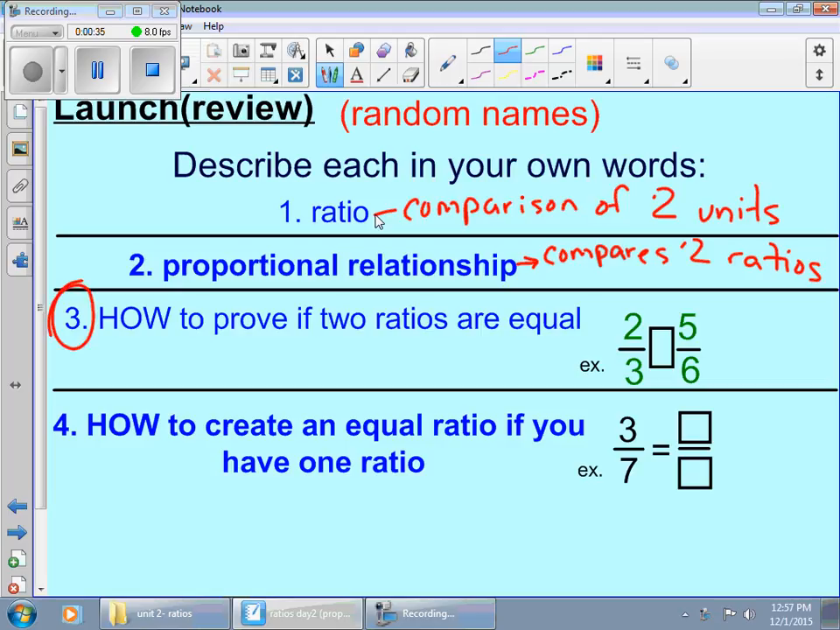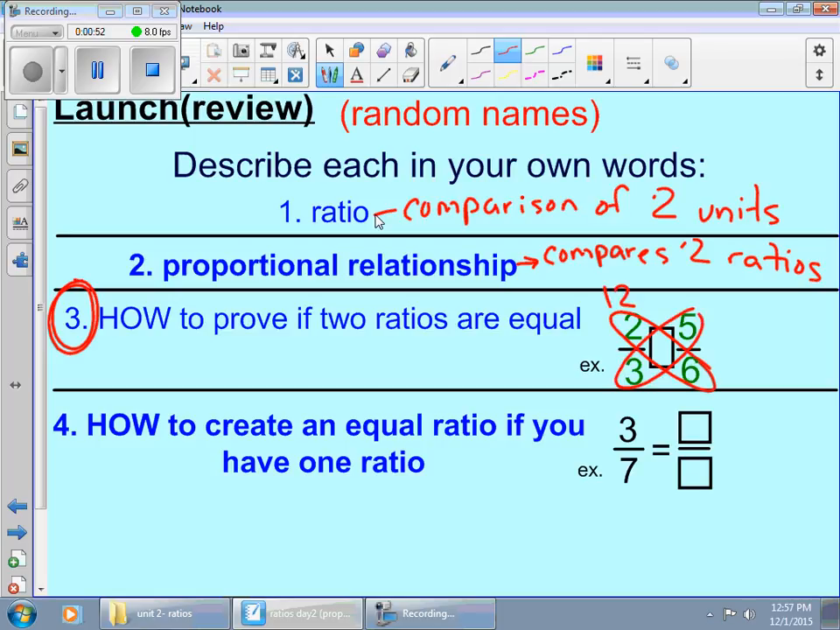So that's going to take us right down here to 3. How to prove if two ratios are equal? So we want to know, is 2/3 proportional to 5/6? And the way that you check if two ratios are equal or proportional is you cross multiply diagonally. I'm going to do 6 times 2, which is 12.